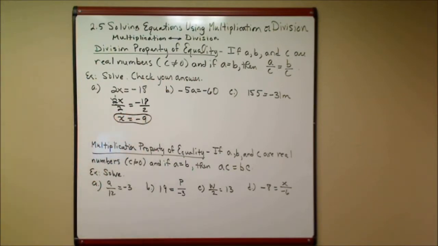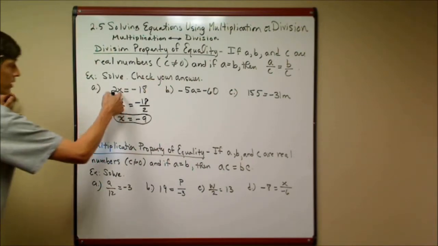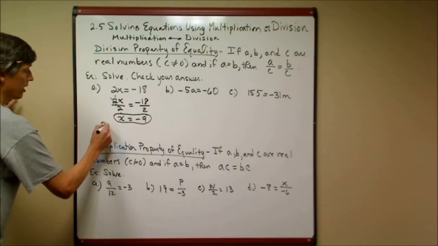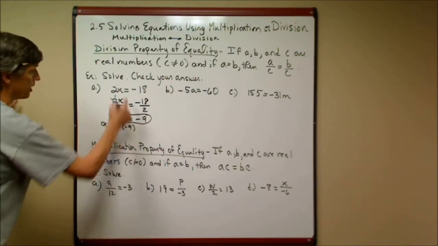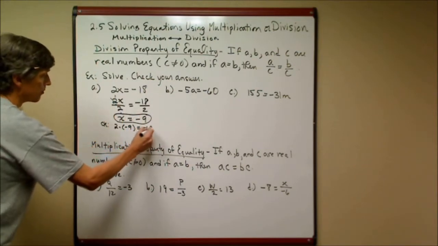Now, I'm going to check my answer like I did in the last section by substituting it in and seeing if it gives me a true statement, because that's the definition of a solution. I'm going to check my answer by substituting it back into the original problem. So here's my check. I left myself enough room, that is. This would be 2 times negative 9 equals negative 18.